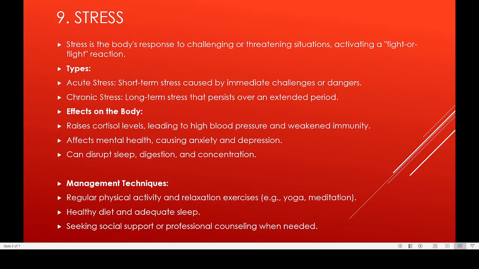Then it can disrupt sleep and digestion. So for example, you feel that you are stressed all the time, you cannot sleep properly. Lack of sleep can also affect the quality of life the next day. So these are the problems associated with stress. Stress can make you sleepless. It can affect your digestion, and if you are stressed you cannot study properly. That's everybody's experience. Then what are the management techniques for stress? Regular physical activity and relaxation exercise, yoga, meditation.